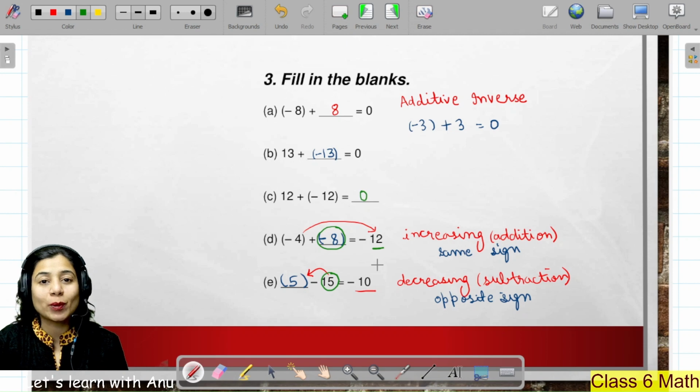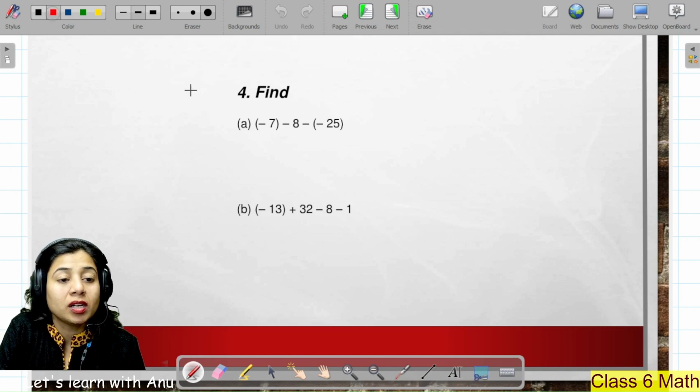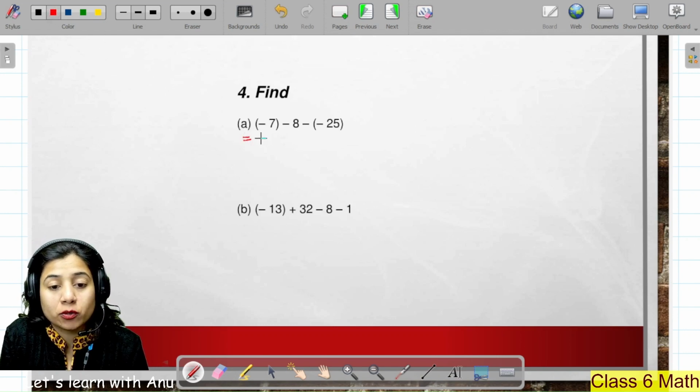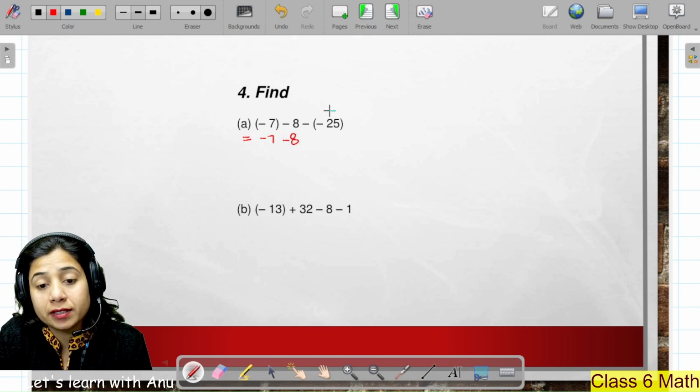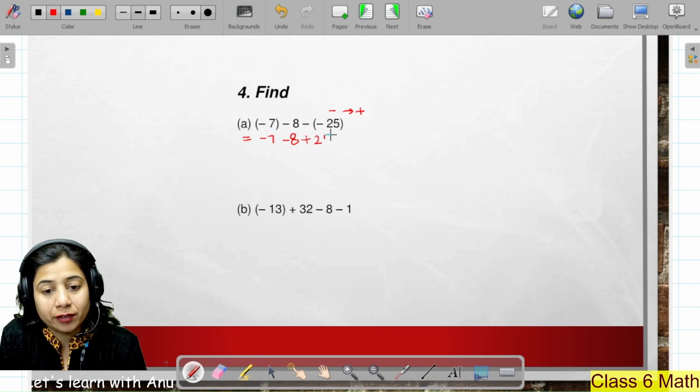So moving ahead to question number 4. Find. A part is minus 7, minus 8, minus of minus 25. So as usual, we are firstly going to open the bracket. So it's minus 7, minus 8. If we have negative sign outside the bracket, the inner sign is going to change from minus to plus. So this is plus 25.